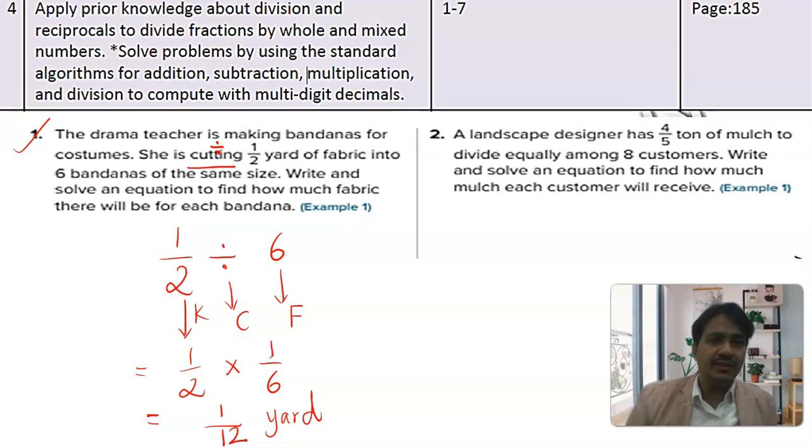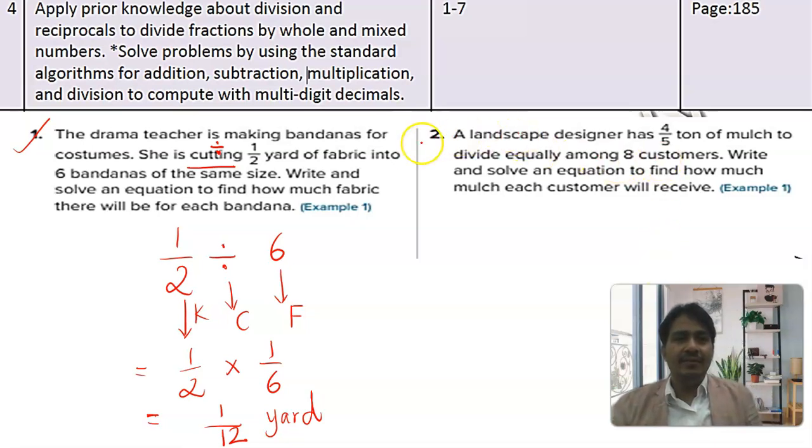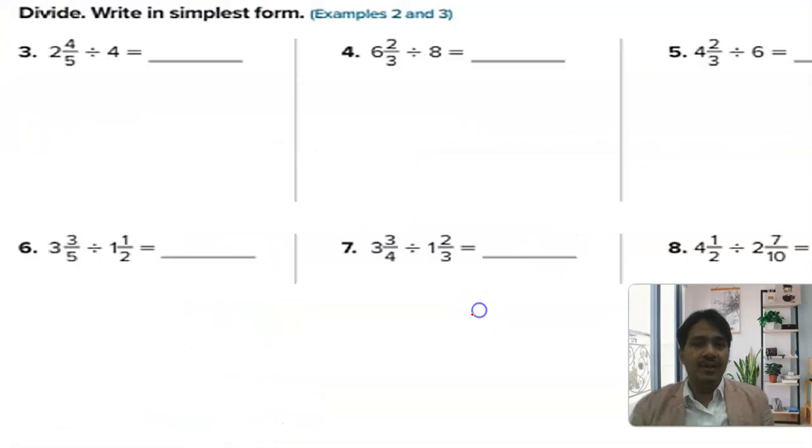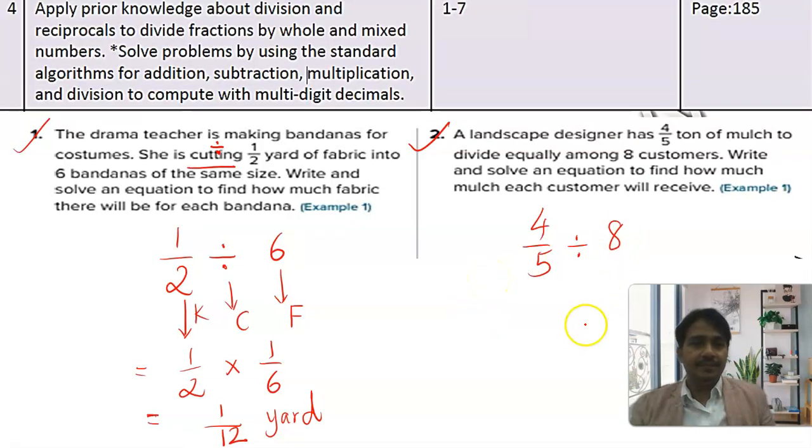Okay, so this is very clear and easy. Similarly, for the second one, a landscape designer has 4 over 5 ton of mulch to divide equally into 8 customers. So 4 over 5, we need to divide it amongst 8 customers. Write and solve an equation to find how much mulch each customer will receive. So again, the same thing, keep, change, flip.